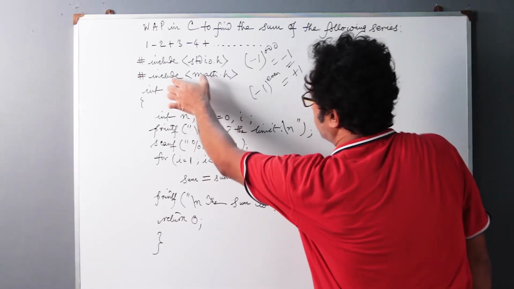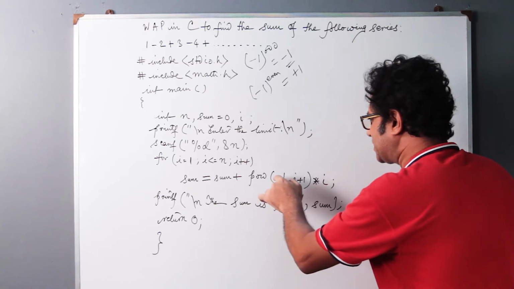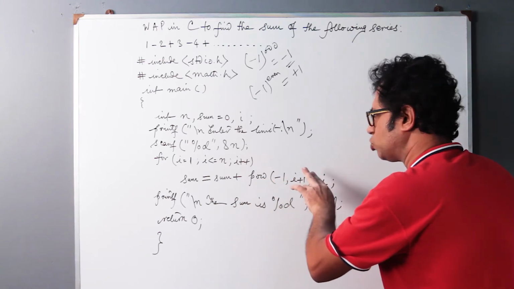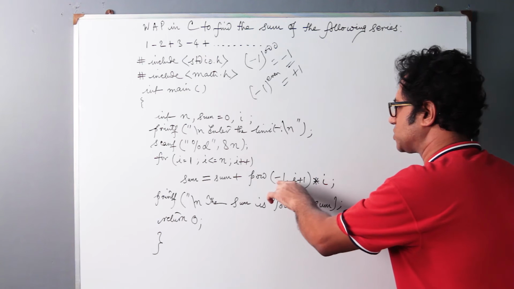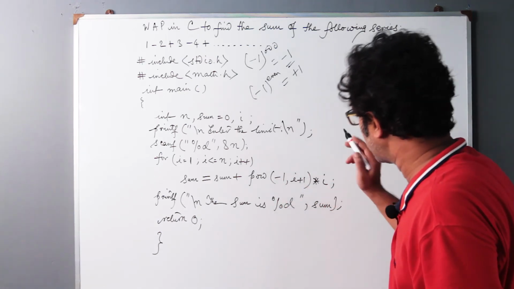So this math.h header contains pow, and within the parentheses there are two parameters to this library function: -1 comma i plus 1. Let us see what this -1 and i plus 1 are.